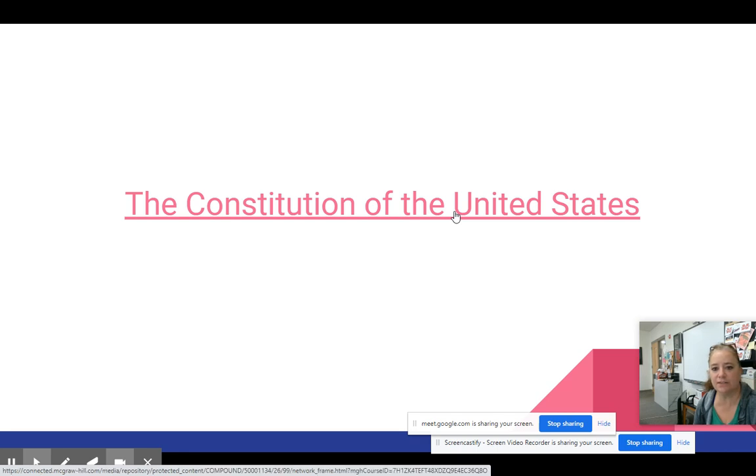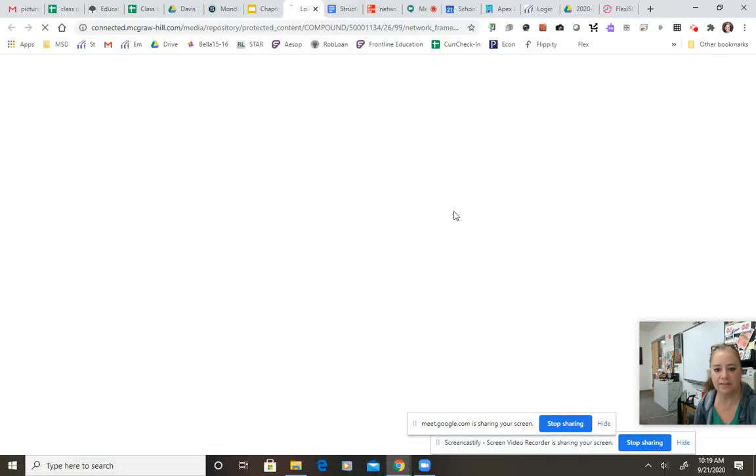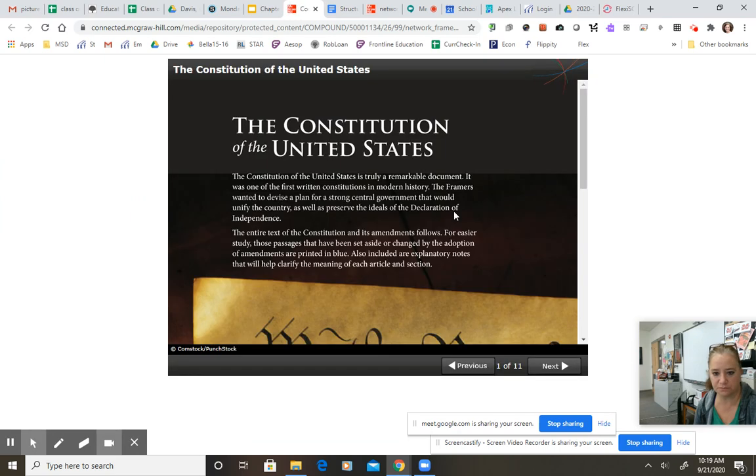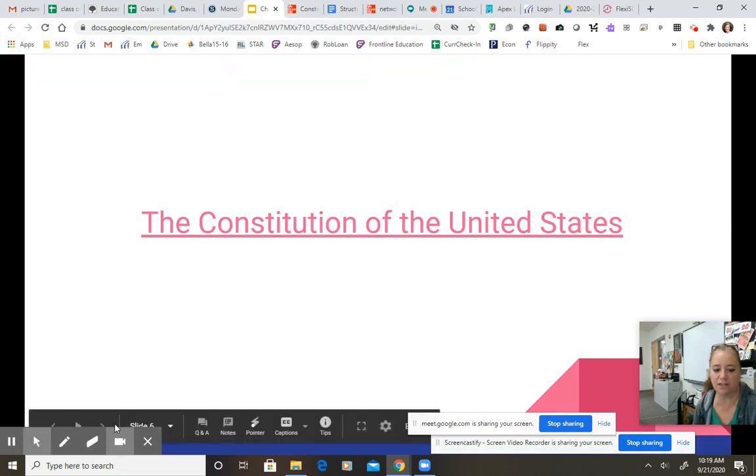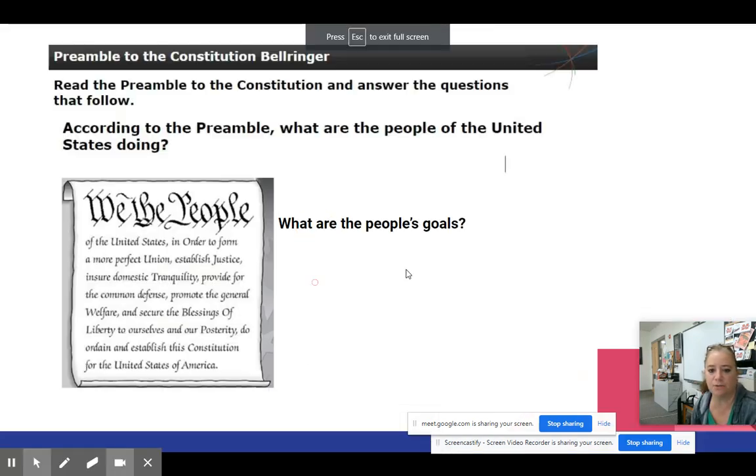This link, if you guys do have the slideshow open, links you to the actual written Constitution of the United States. So you can take a look at that on your own time. You can also find the actual written Constitution in your book. We're not going to go through all of that today, because that's what we'll be doing throughout this week. Once again, this is in your book also.